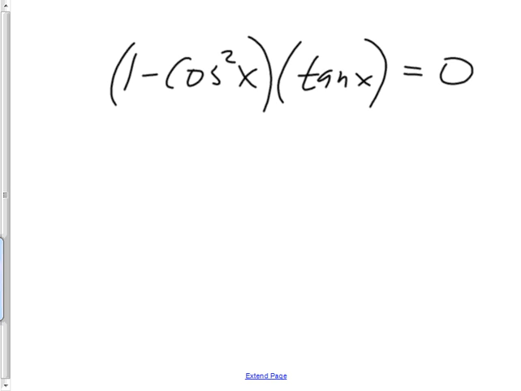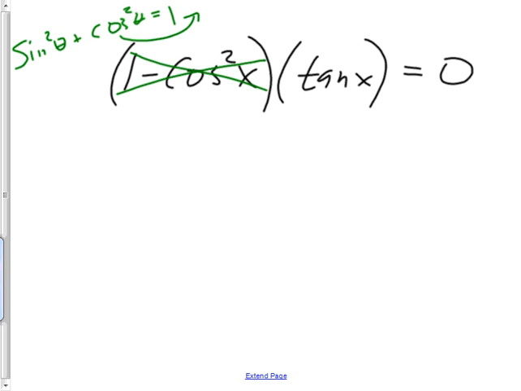Right away, when you see 1 minus cosine squared, you should be thinking, okay, there's a fact about sine squared and stuff. I'm going to write it off to the side. Sine squared plus cosine squared is equal to 1. And then you can rearrange it in your head and go, 1 minus the cosine, put that over here. Oh, that's sine squared. Should probably stick with the x since I started with an x.